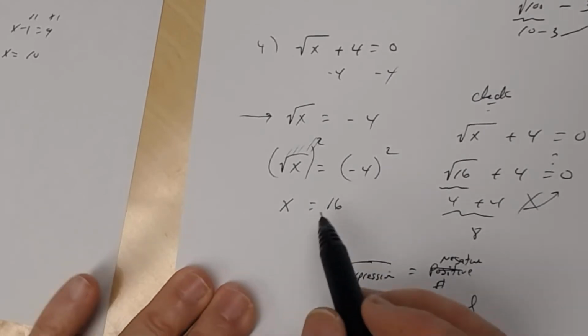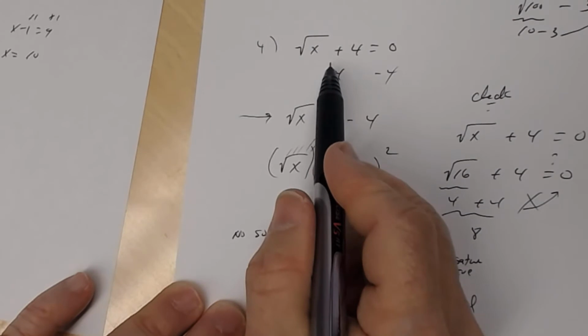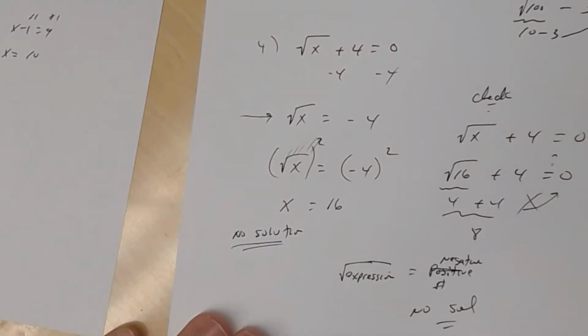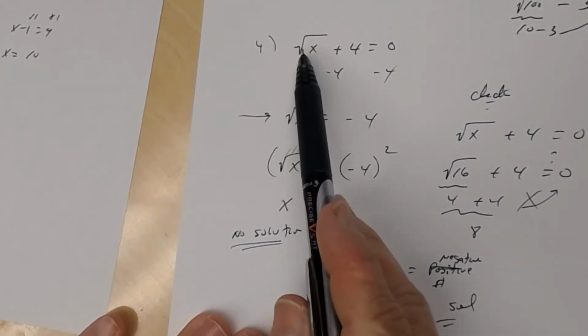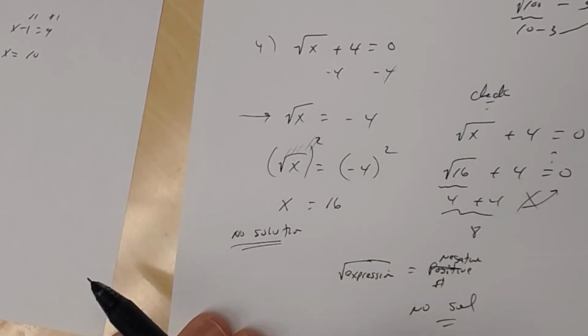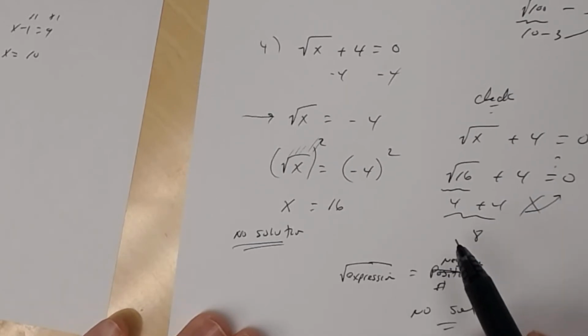So this equation right here has no solution. All right, because when I solved this and I got x to be 16, it didn't work, because the square root of 16 is 4, 4 plus 4 is 8. It's not 0.